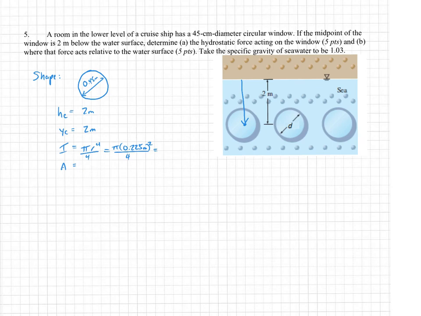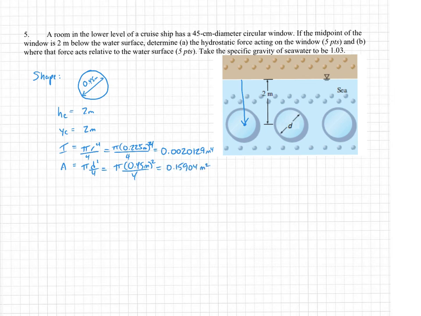Oh, sorry, this should have been to the 4th, shouldn't it? We'll multiply that number times pi and divide by 4. And it looks like my key and I are currently in agreement, which is always nice. Okay, and then we'll do the area, and of course the area is pi d squared over 4. You could have used r if you like, you'll get the same number. So the diameter in this case is 0.45 meters, squared, over 4.